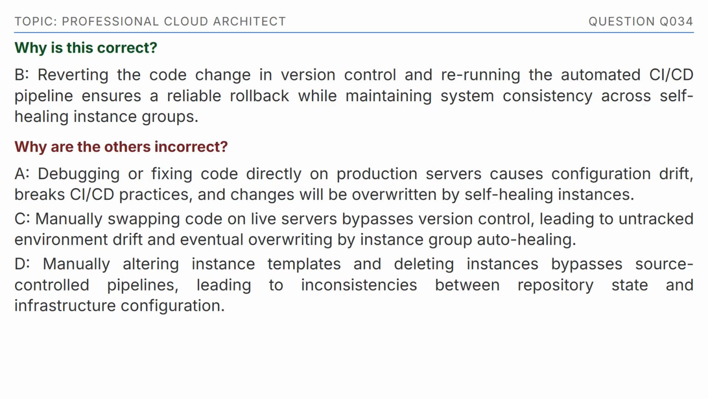Why are the others incorrect? A. Debugging or fixing code directly on production servers causes configuration drift, breaks CI/CD practices, and changes will be overwritten by self-healing instances. C. Manually swapping code on live servers bypasses version control, leading to untracked environment drift and eventual overwriting by instance group autohealing. D. Manually altering instance templates and deleting instances bypasses source-controlled pipelines, leading to inconsistencies between repository state and infrastructure configuration.